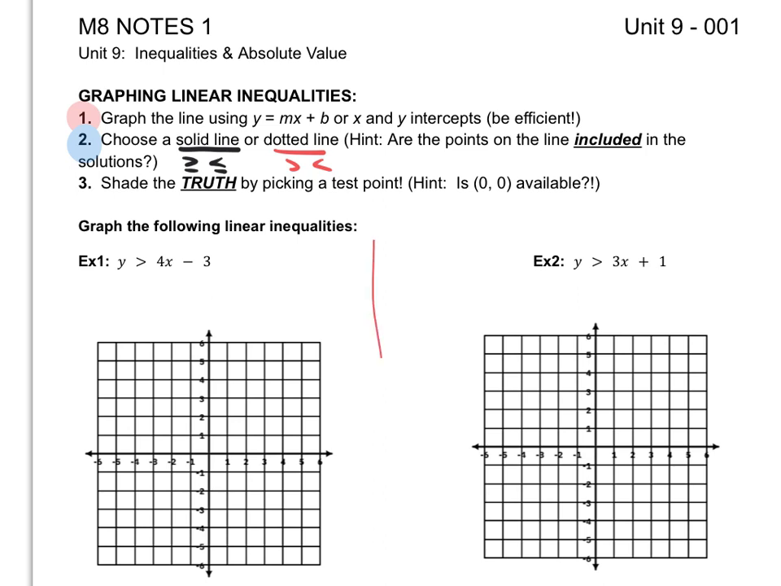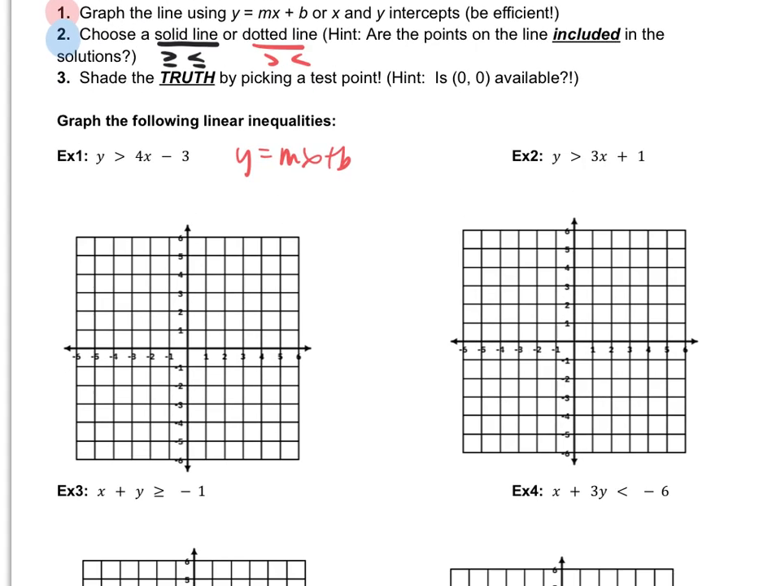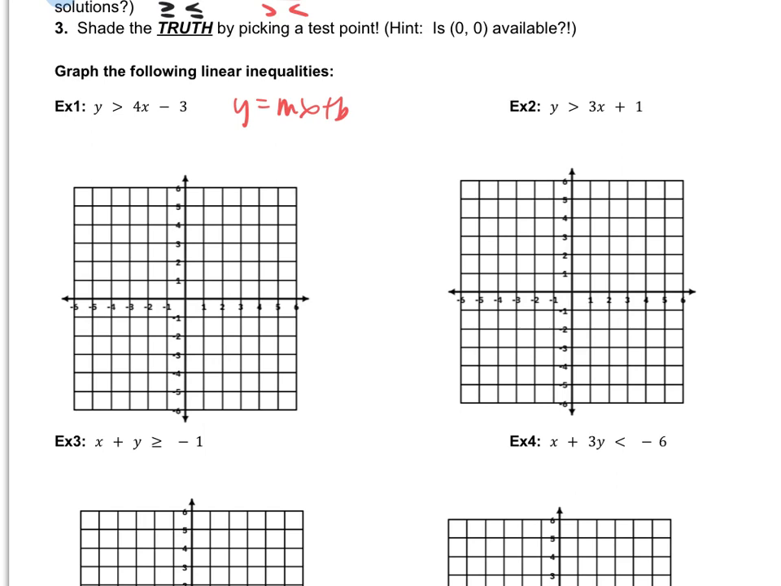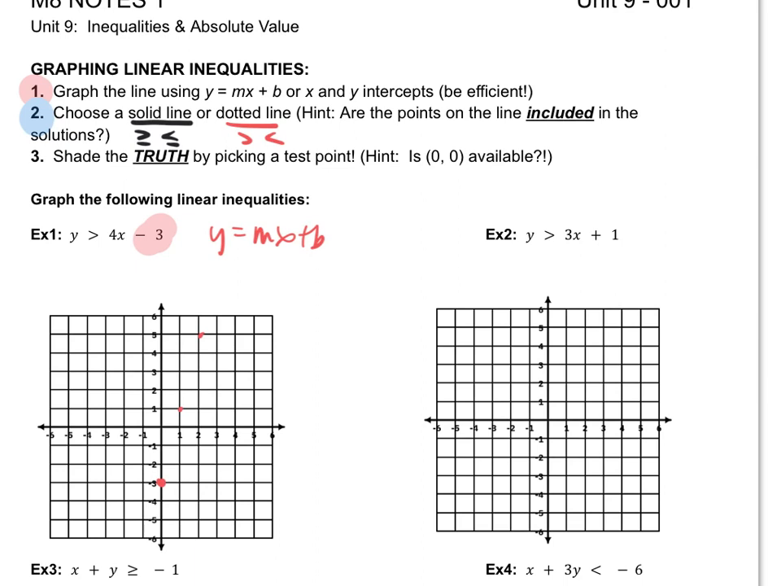For example 1, I'm going to start by graphing it as y equals mx plus b. I'm going to treat it in my mind like an equation. That's why we just graphed all those lines. So I'm going to begin at the negative 3, and then rise and run up 4 over 1. Because it's greater than, it's going to be a dotted line, so I'm just going to graph that with a dotted line. It's going to go like this.